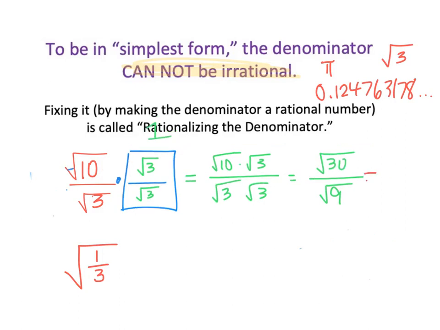Now I just have one more step. The square root of 9 actually works out to be nice, which is 3. And then I still have the square root of 30 on the top.